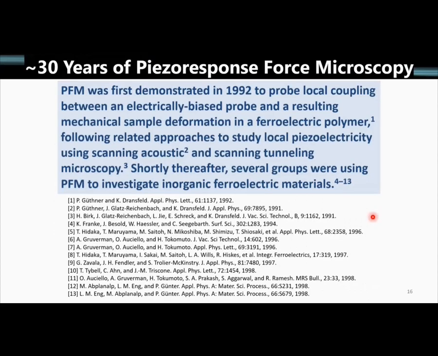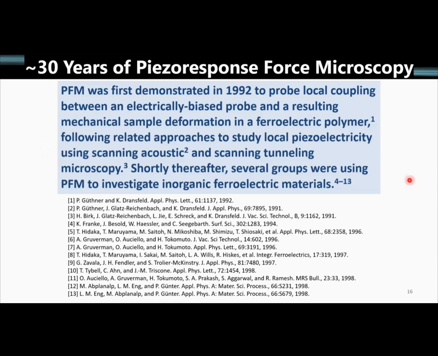Okay, so that brings us to today, and so now it's about 30 years of piezoresponse force microscopy. I'm happy to share these slides if people want these references, and you can just contact me by email. But PFM was first demonstrated in '92 to probe the local coupling between an electrically biased probe and resulting mechanical sample deformation in a ferroelectric polymer, PVDF, using approaches to study using scanning acoustic and tunneling microscopy.